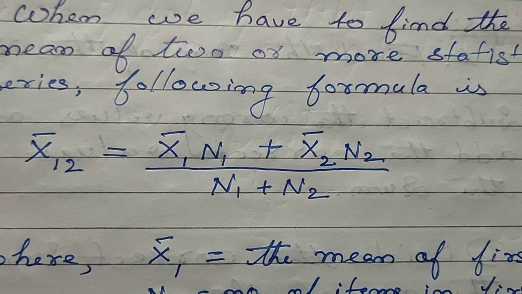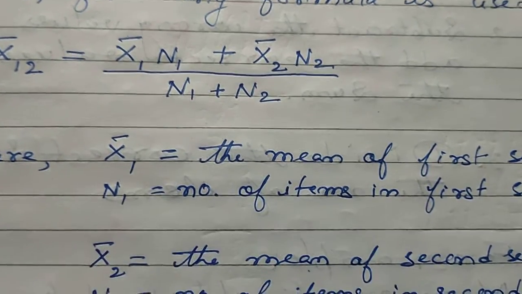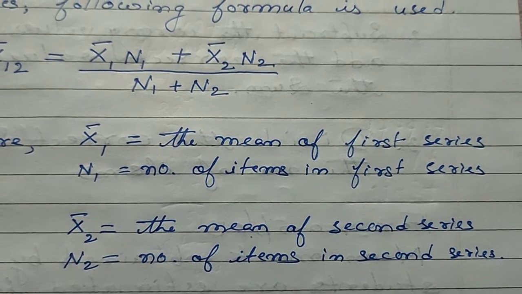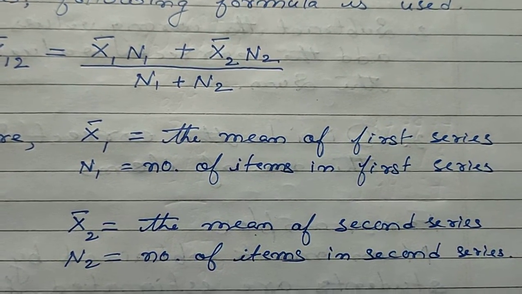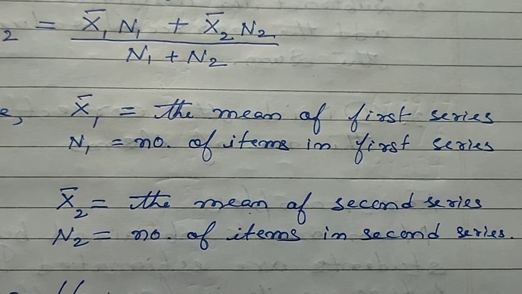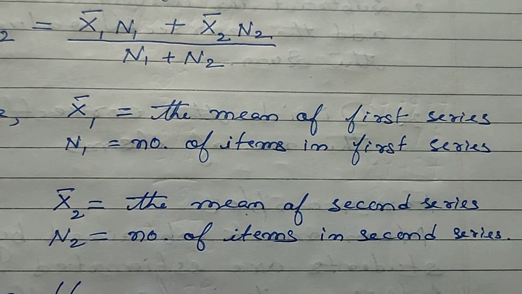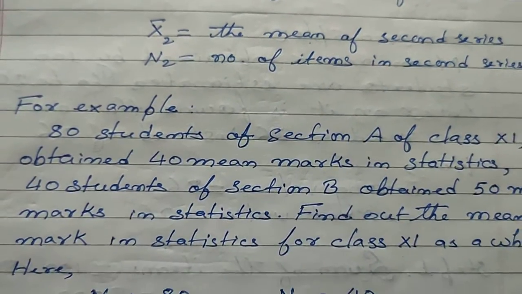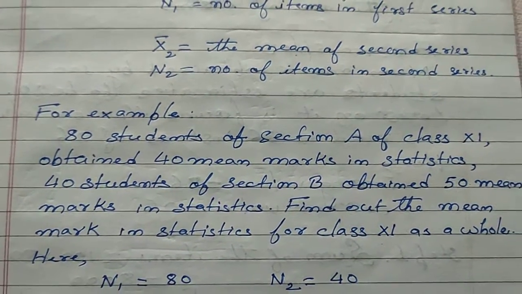n1 plus n2, where x bar 1 is the mean of the first series and n1 is the number of items in the first series, x bar 2 is the mean of the second series, and n2 is the number of items in the second series. Let us understand this with the help of one example.